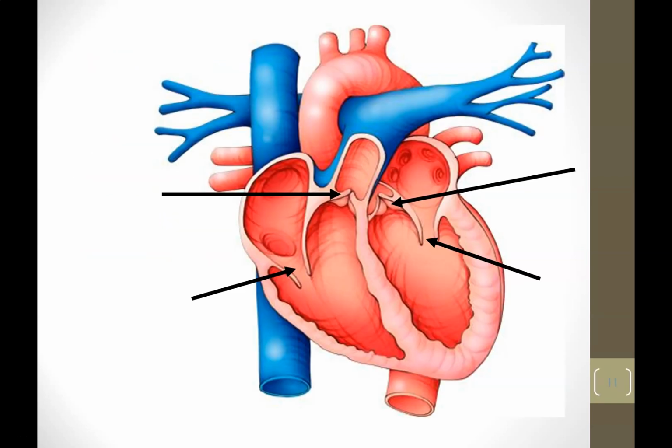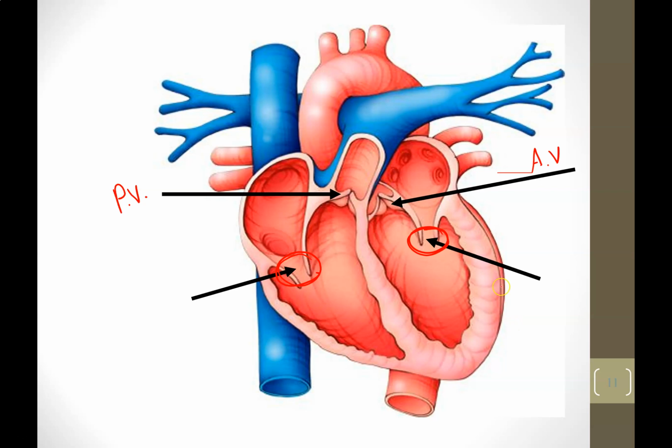And there they are. So you have your tricuspid valve over here, your bicuspid valve over here, your pulmonary valve over here, and your aortic valve over here. But again, you're not going to need to know those. Just wanted you to see them.